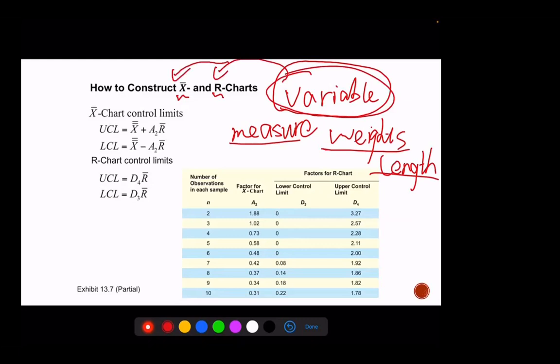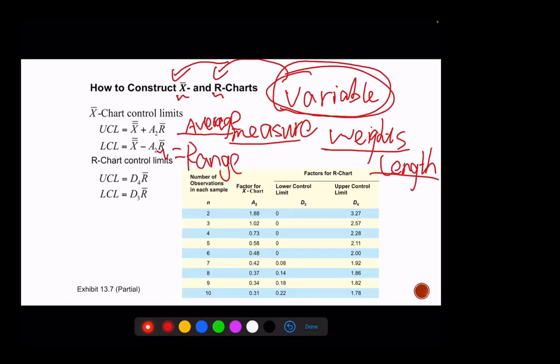R chart. Okay. And for the X bar and R chart, the center line is always the average. So the average of the weights or the average of the length for all of the observations you have. And the upper control limit for the X bar chart equals the average of all of the samples plus A2 times R bar, while the lower control limit is equal to X bar minus A2 times R bar. R means range.